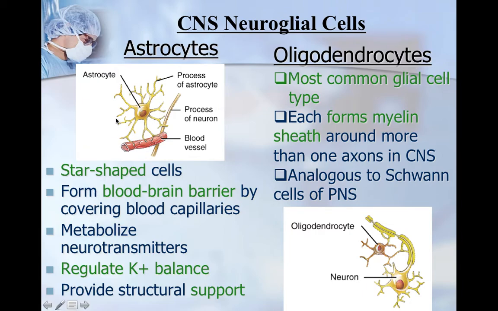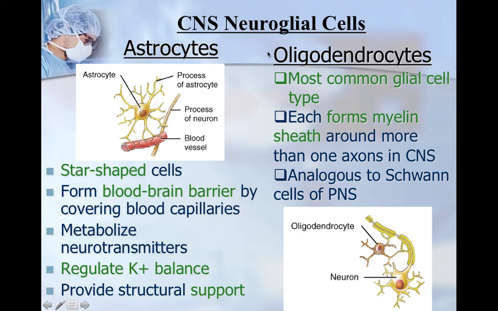What does an astrocyte do? Well, astrocytes metabolize neurotransmitters. They also regulate the balance of potassium ion. In our next section of notes, we're going to be talking about potassium ion and sodium ion and the role that they play in an action potential. And astrocytes also provide structural support of your central nervous system.